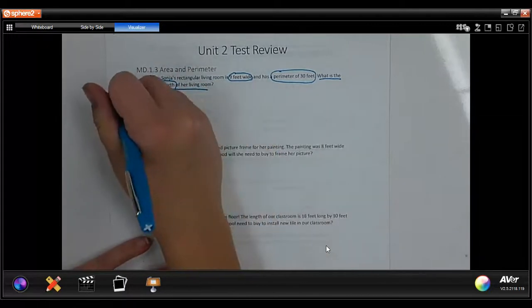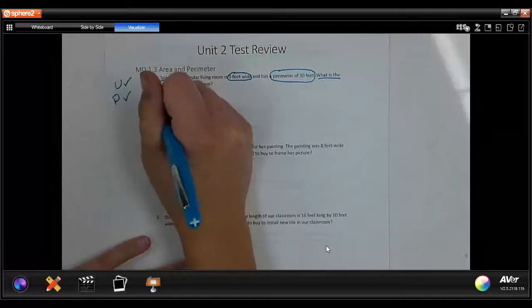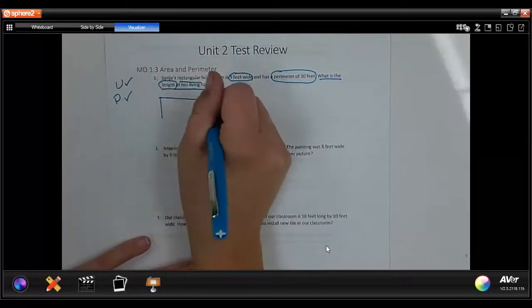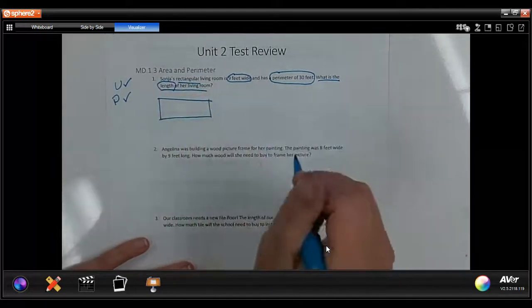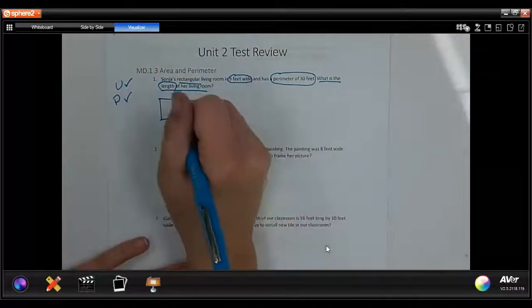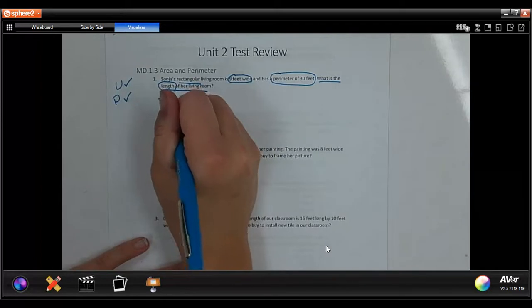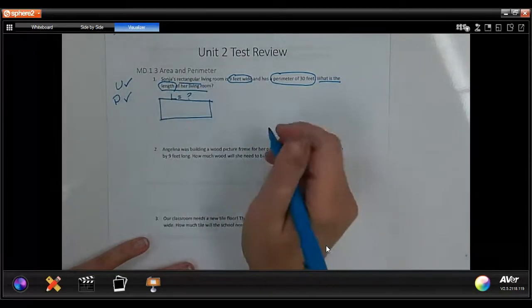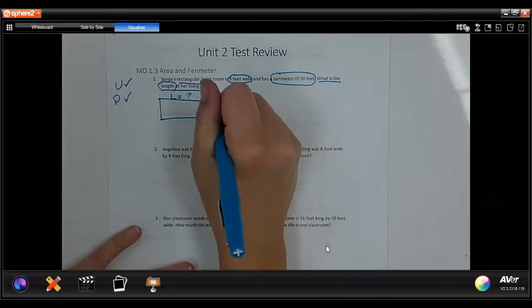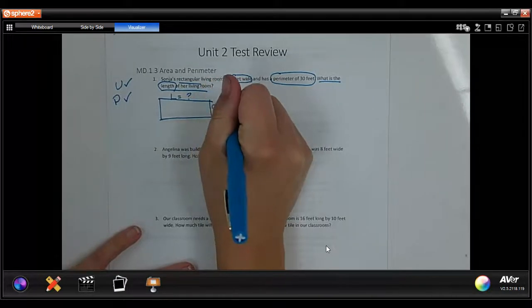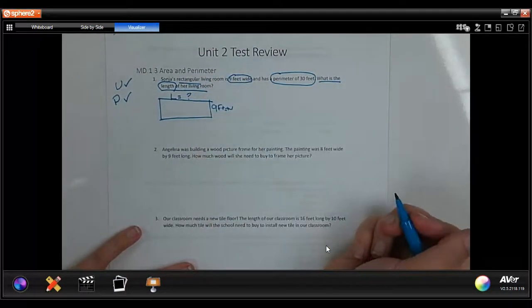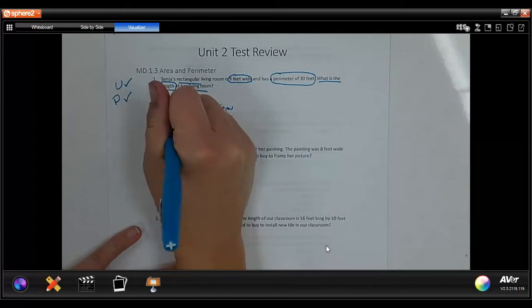The next thing I'm going to do is draw a picture for my plan section. So it says it's a rectangular living room, so I'll draw a rectangle. Then I'm going to see what I know. The length I don't know yet, so I'll write L equals question mark. That's what I'm trying to find. It's 9 feet wide. 9 feet equals the width, and the perimeter equals 30 feet.